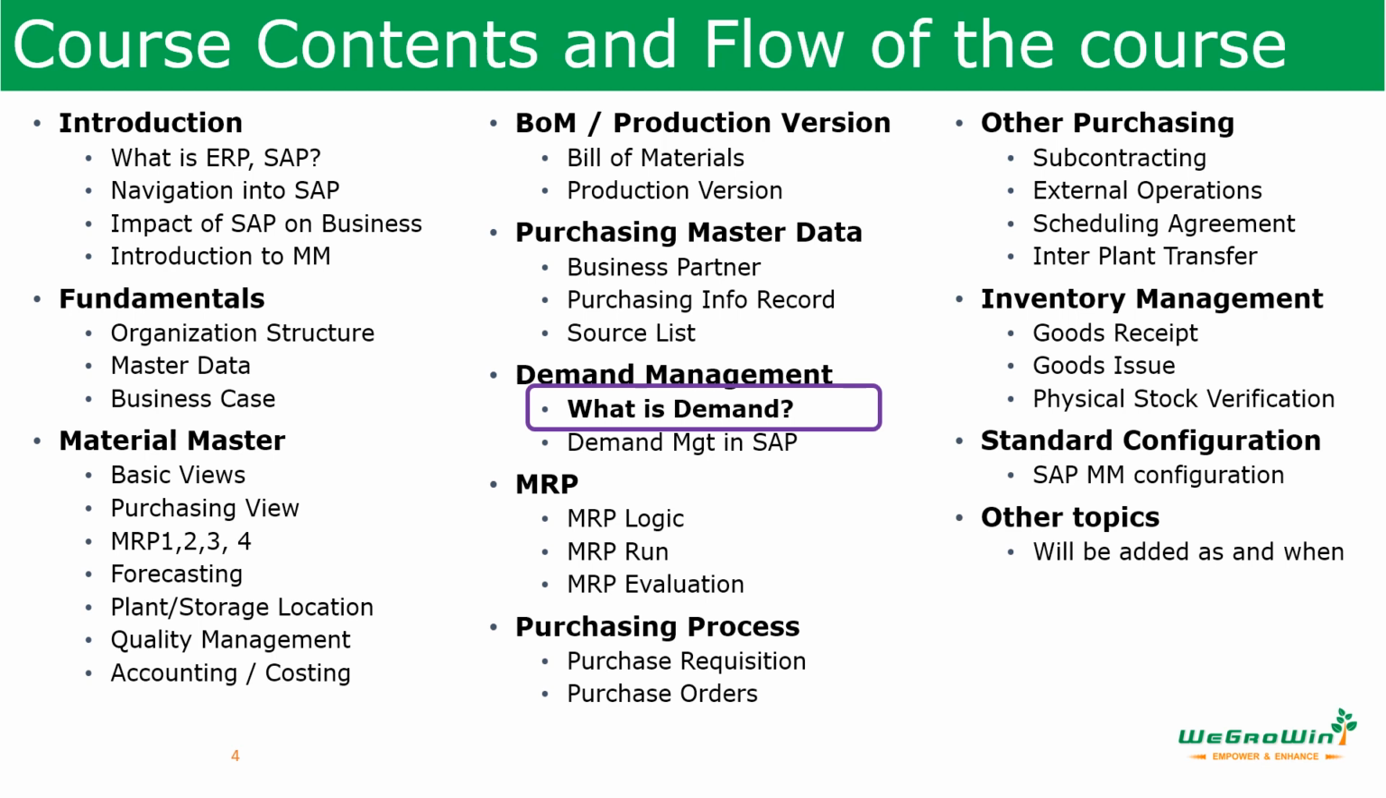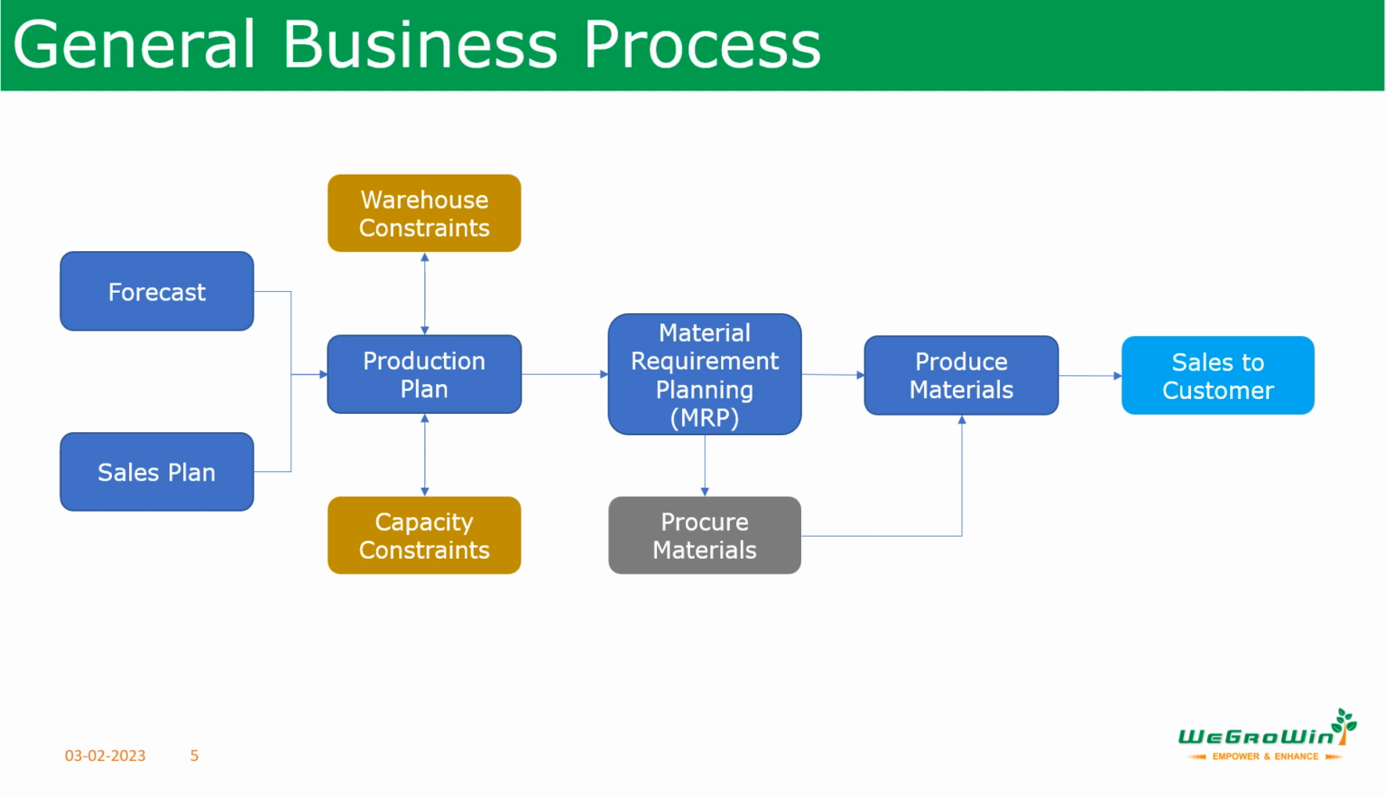This starts with the demand. We have to understand what is demand. That is what we are going to discuss in this session. The general business process starts from the forecast for the materials they are going to produce and also the sales plan. Based on these two, a production plan will be created. But when we do the production plan, there are constraints. Constraint means there are some restrictions with respect to capacity of equipment and also capacity of warehouses.